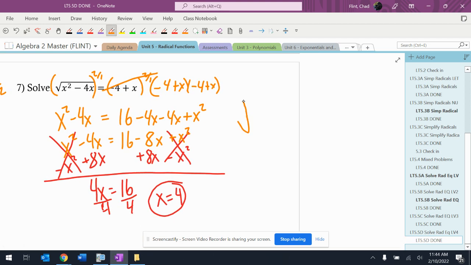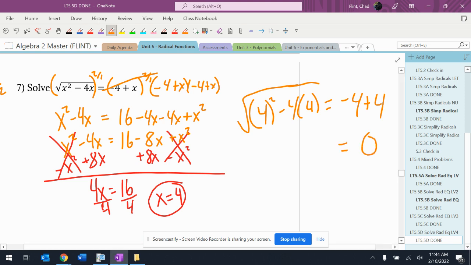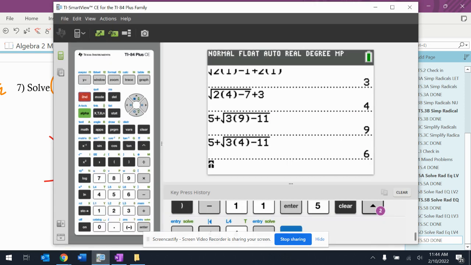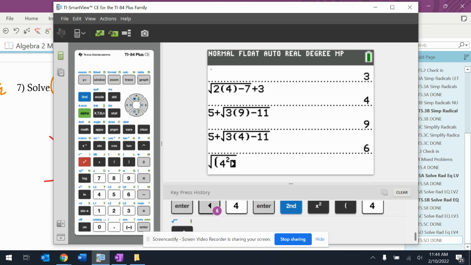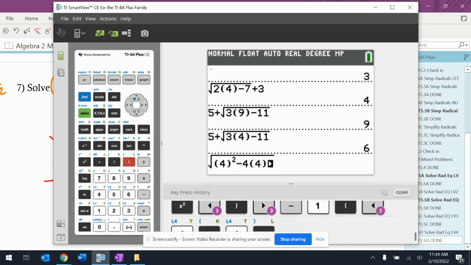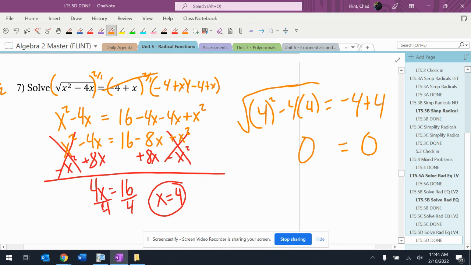So it's going to be square root of 4 squared minus 4 times 4 equals negative 4 plus 4. That's a 0. And then in here, square root of 4, got my parenthesis there. Don't need the parenthesis, but I put it there. Minus 4 times 4. And I get a 0. So I get 0 equals 0. It works. 4 is okay.